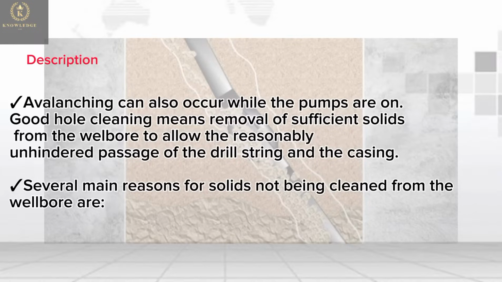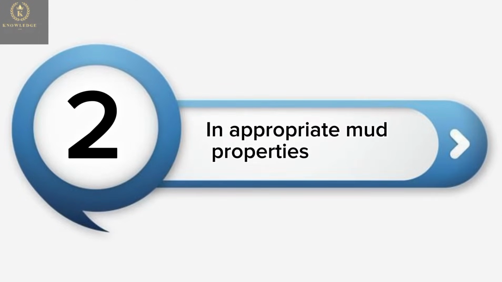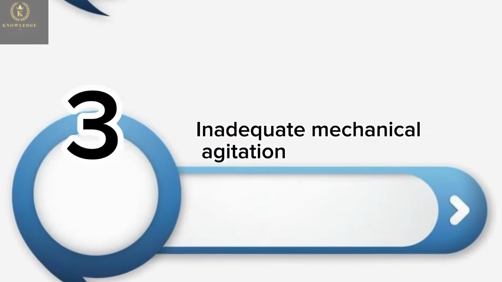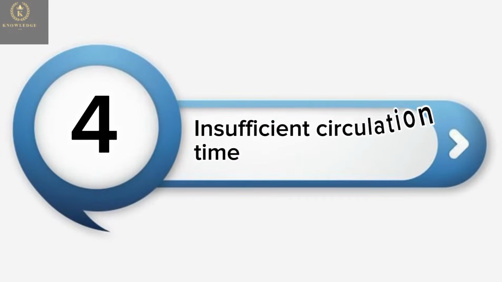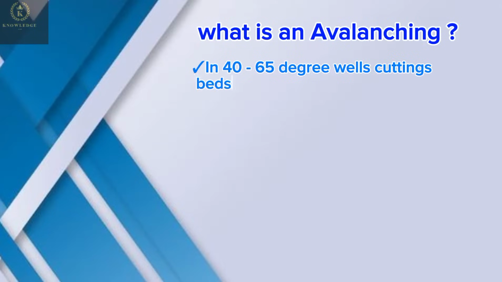Good hole cleaning means removal of sufficient solids from the wellbore to allow the reasonably unhindered passage of the drill string and the casing. Several main reasons for solids not being cleaned from the wellbore are: 1. Low annular flow rate. 2. Inappropriate mud properties. 3. Inadequate mechanical agitation. 4. Insufficient circulation time. In 40-65 degree wells, cuttings beds will slide down the low side of the hole.